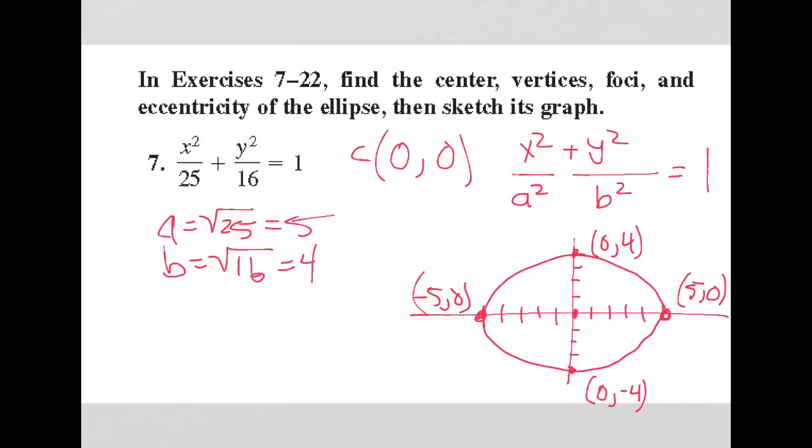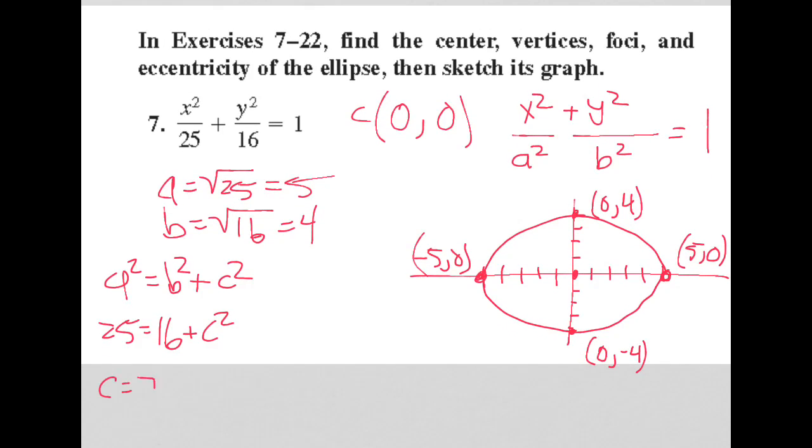Now we need to figure out where the focus is, or rather where the foci are. So remember, a squared equals b squared plus c squared, so it's a little different than Pythagoras, so don't confuse it there. Be careful. And now we can plug stuff in. We know a squared is 25. We know that b squared is 16, and we don't know c squared, so we want to solve for it. So c will equal the square root of 25 minus 16, which is the square root of 9. And so we know that c, the focal radius, is 3.